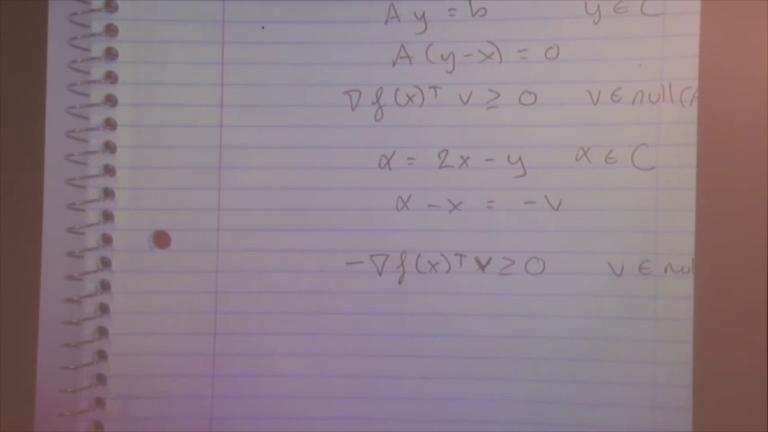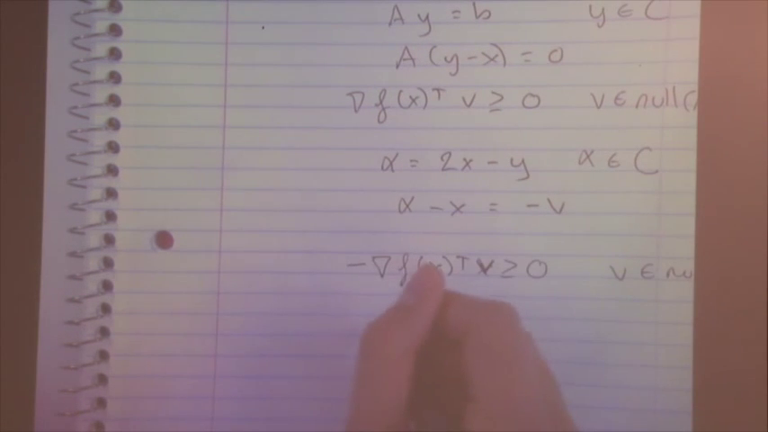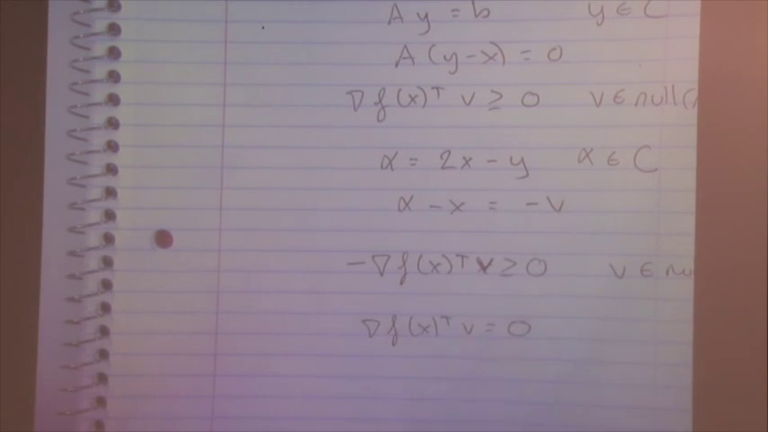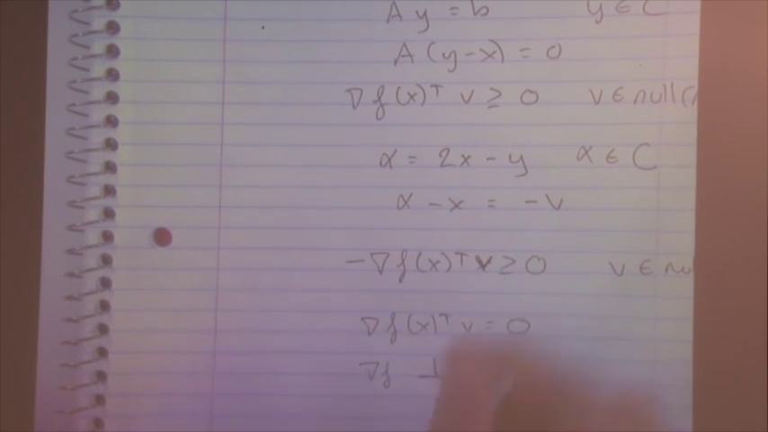So if both of these things are true, then this left-hand side must equal 0. And that means that my gradient is perpendicular, or orthogonal, to every element of the null space of A. And that's actually how we define the row space of A, or one of the ways you can define the row space of A.